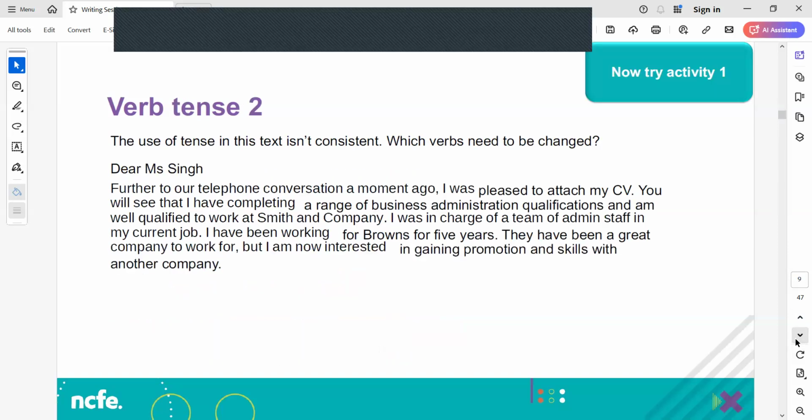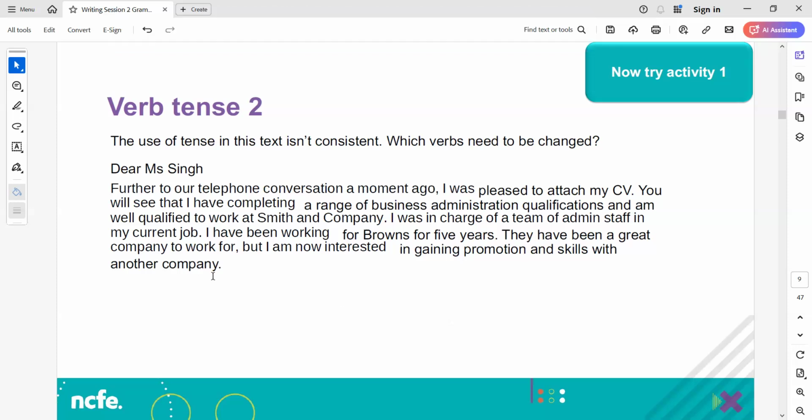Okay. Right, so this text has not been written correctly. The use of tense is not consistent. So let's have a look at it, and I want you to tell me what corrections are needed.